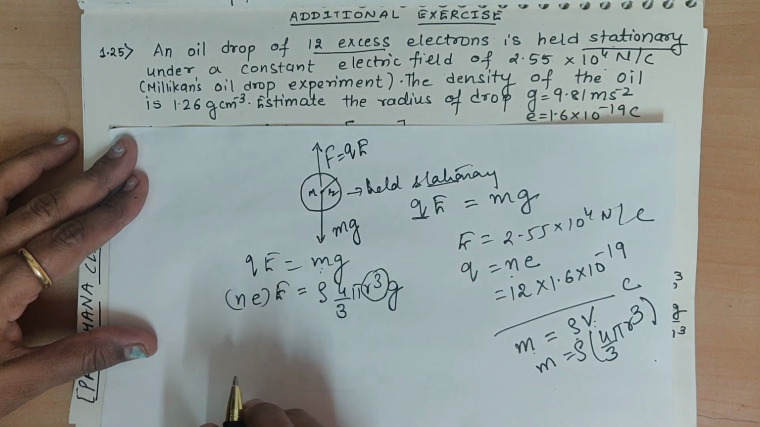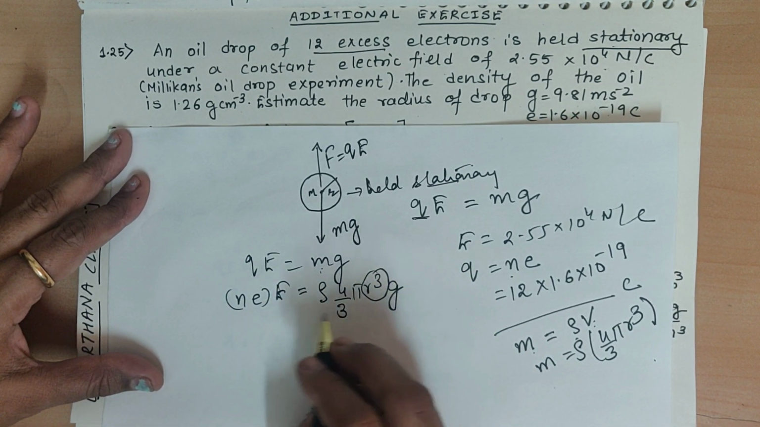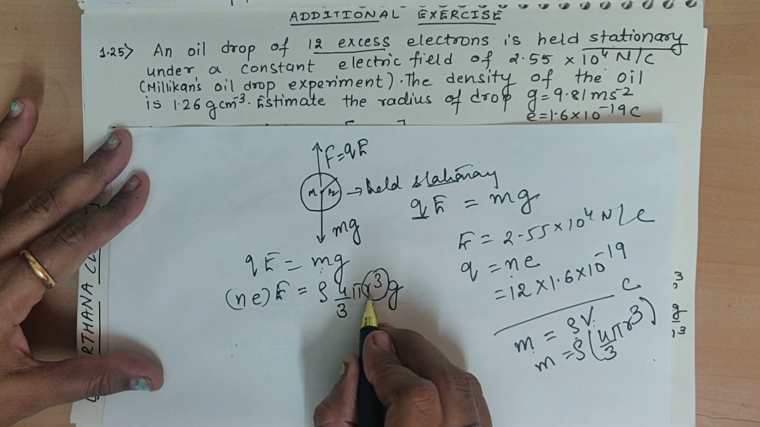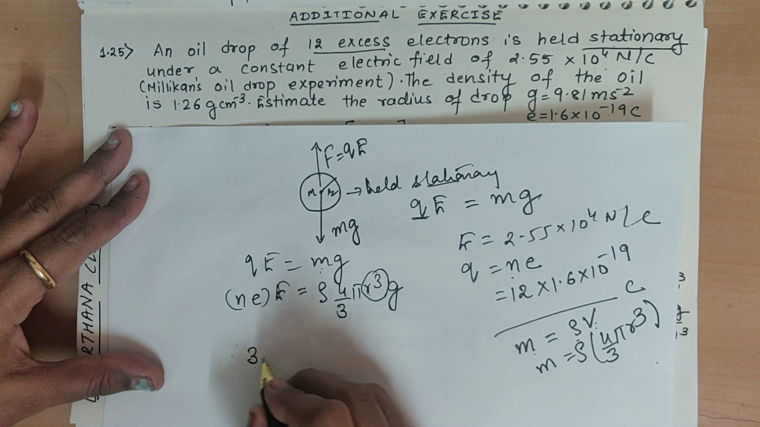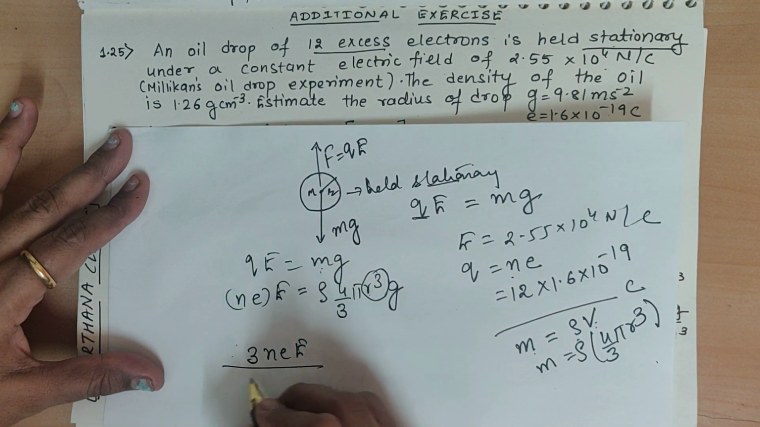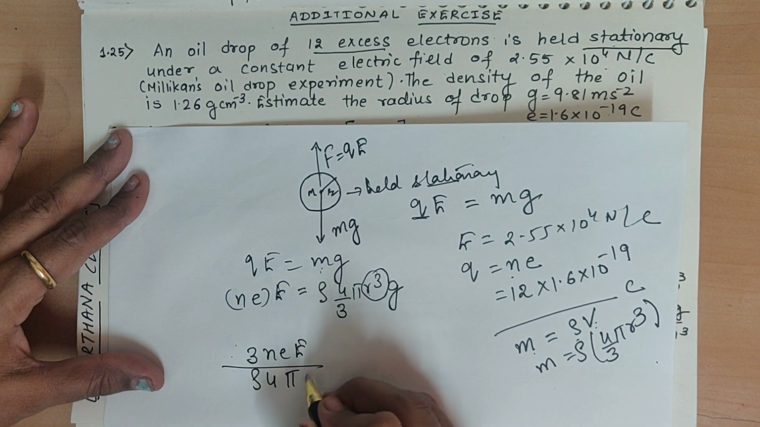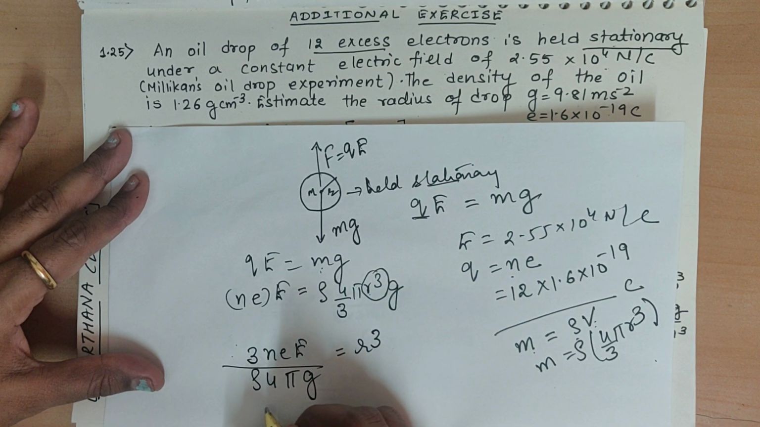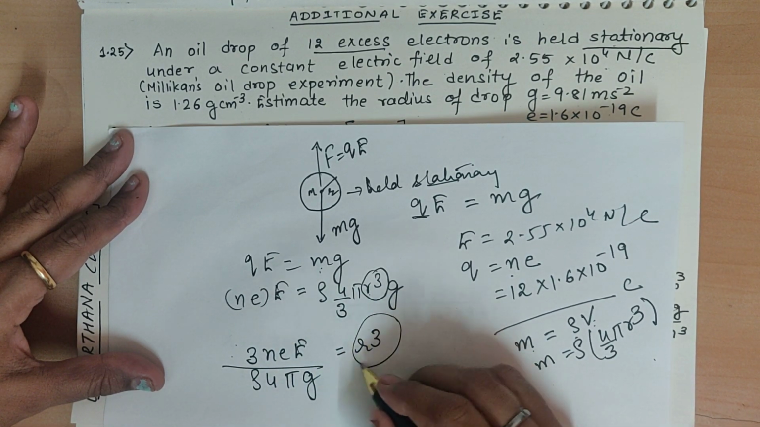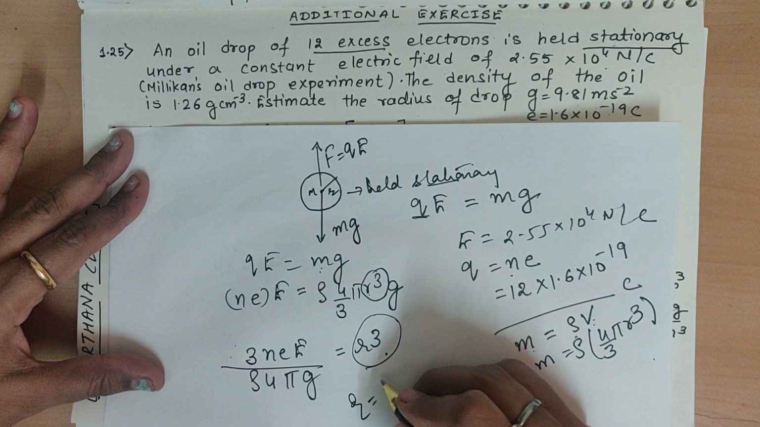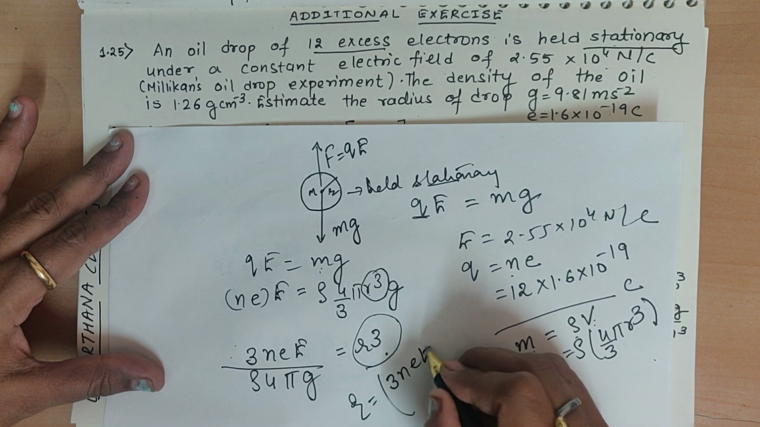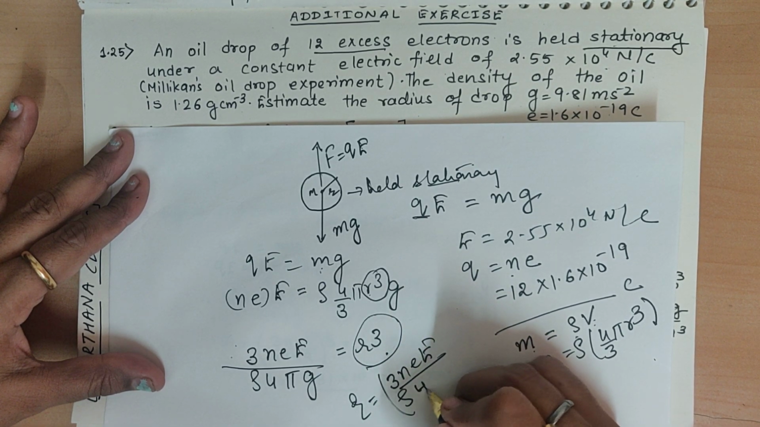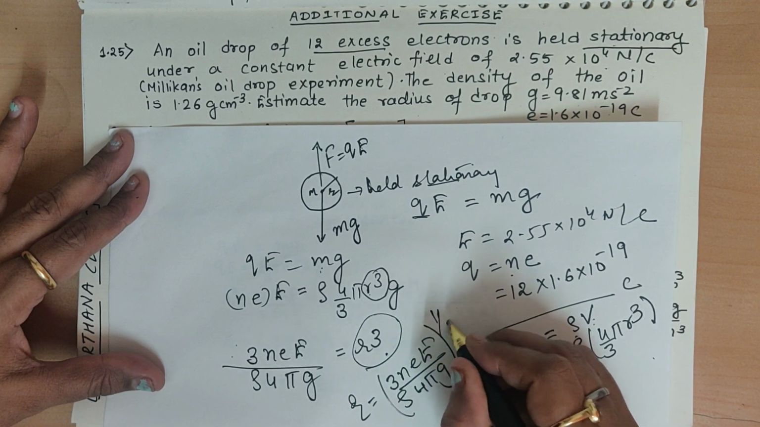We need to find out what is the radius of this oil drop. Therefore make r as the subject of the formula. So we get 3neE upon ρ 4π g must be equal to r cube. So if I want to find out r, I must take the cube root of this. So when I take the cube root, we must do it this way, ρ 4π g raised to 1/3.